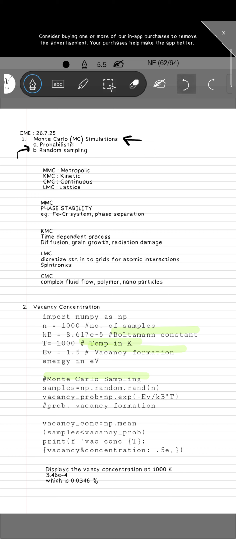Now, to start with, we have considered a very simple example where the use of Monte Carlo simulation can be understood by using Python code, and we have taken the vacancy concentration as the first topic. Now, the concentration of vacancies, CV, is equal to e to the power minus EV by kT, the relationship between temperature and the concentration of vacancies.